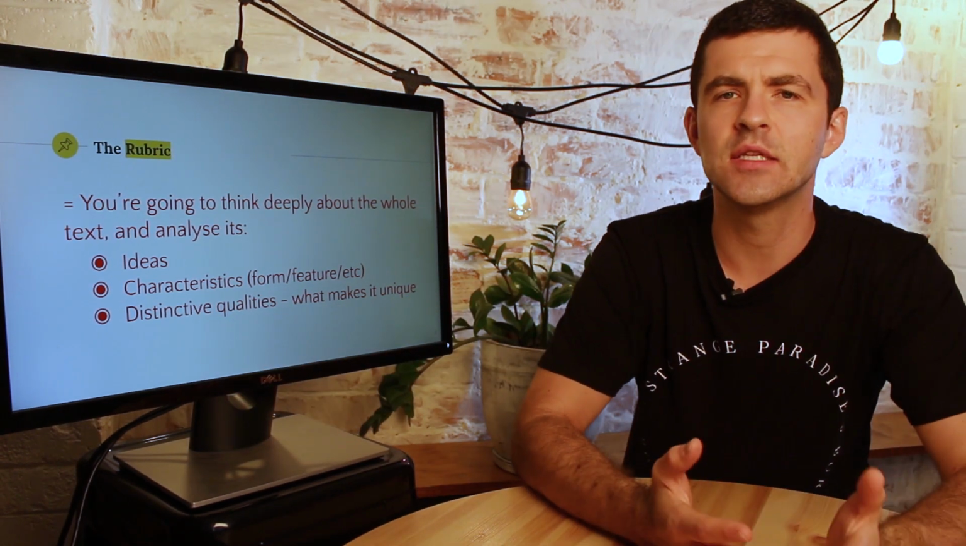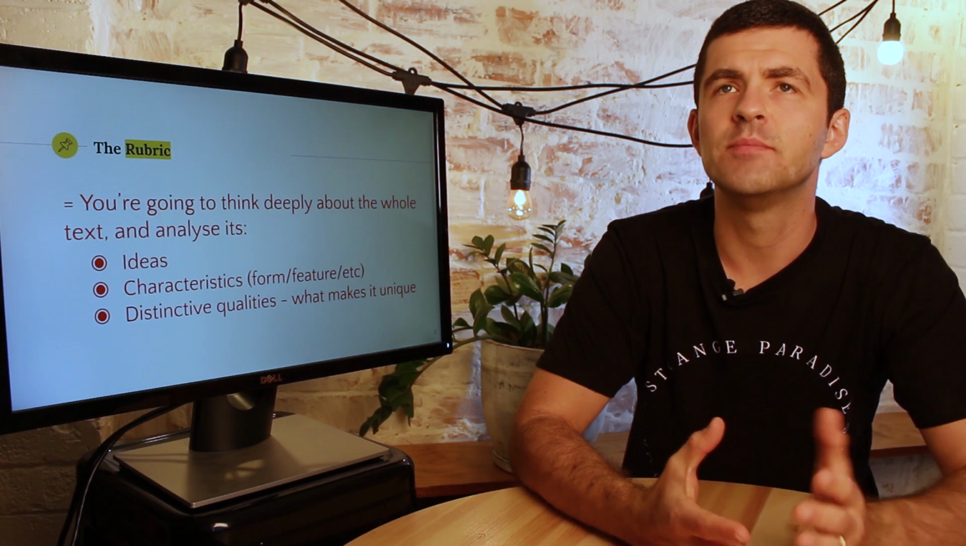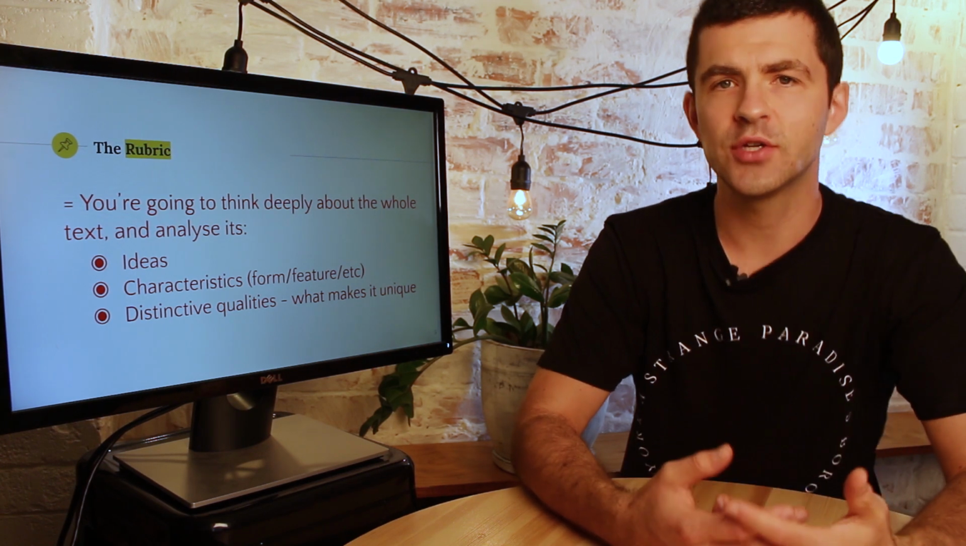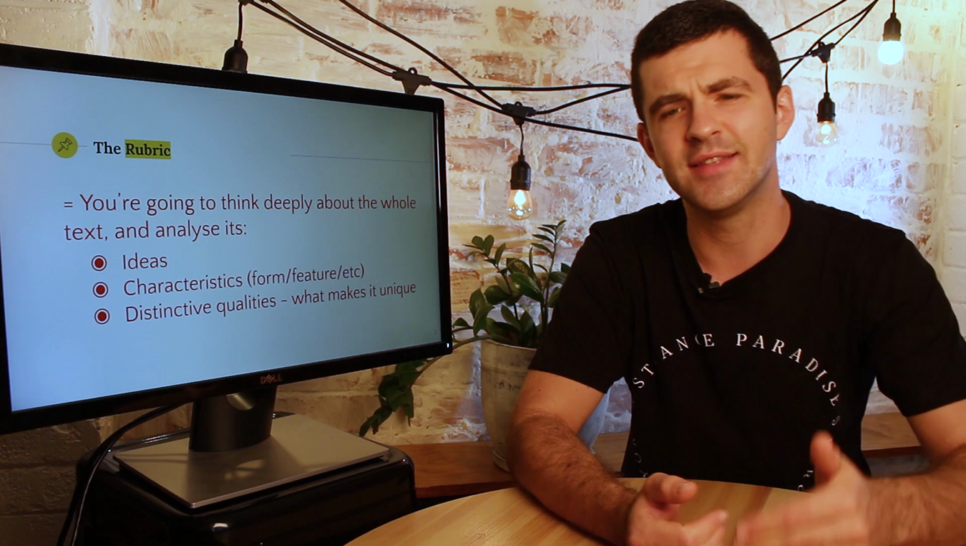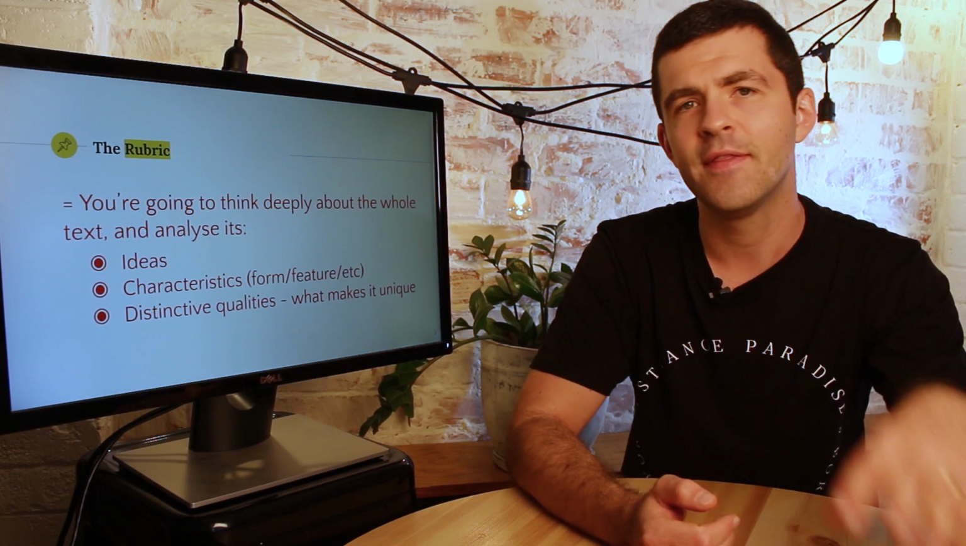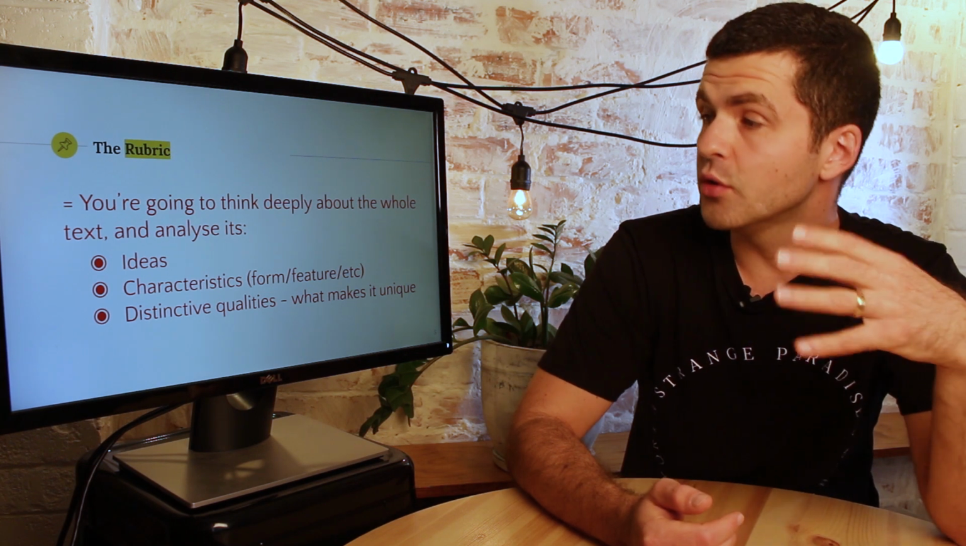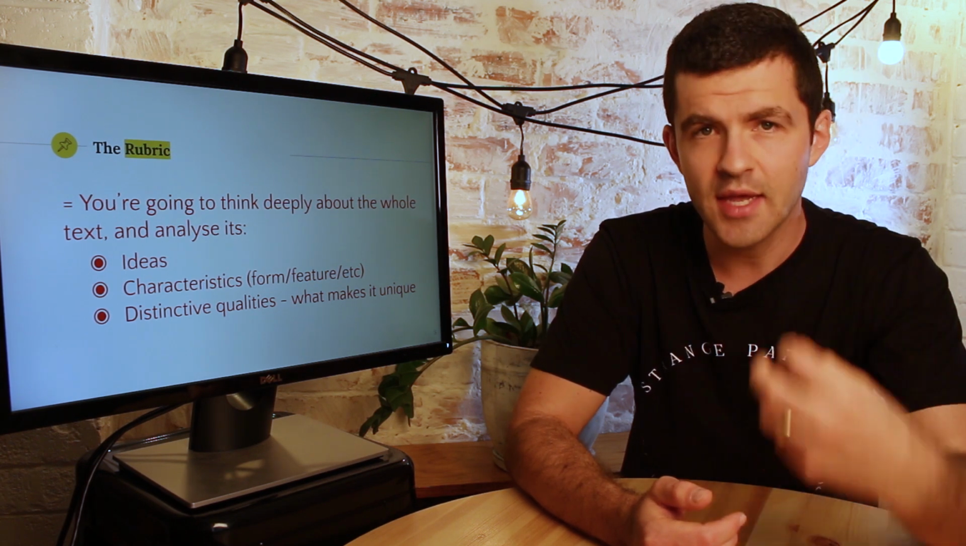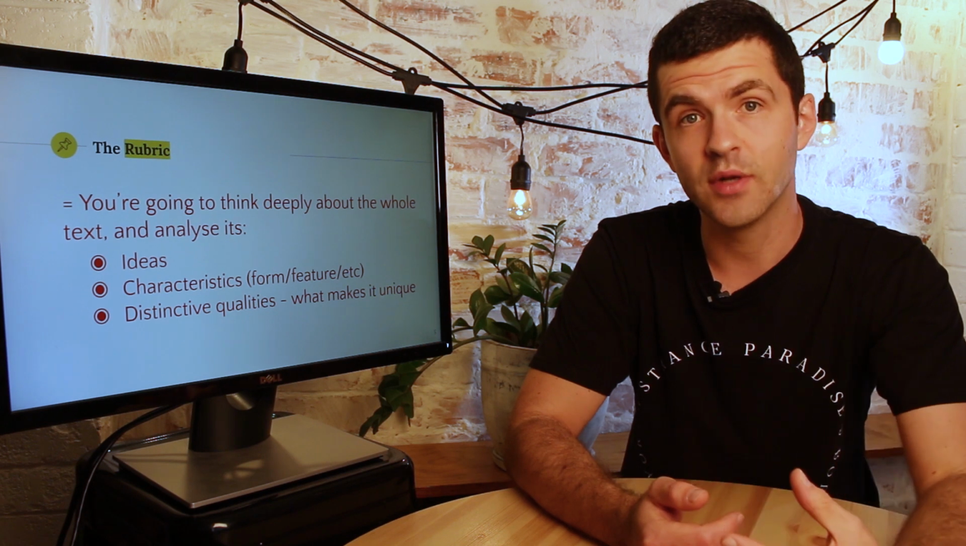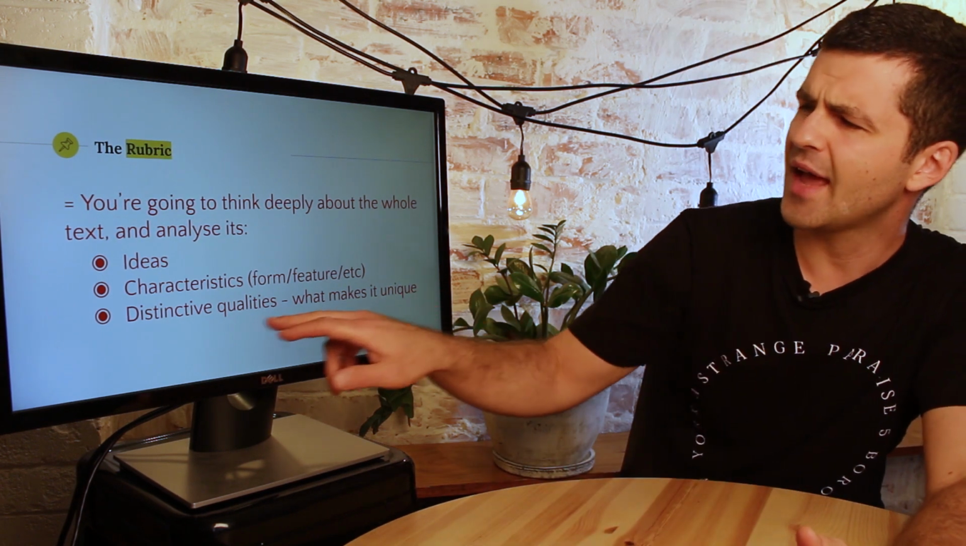All the texts in this module are picked because they are special in some way, they're unique, they're distinctive, they're not just run-of-the-mill, they have a unique vision, and so the text that we're going to look at has a really unique way of seeing the world and expressing it. So how is it special?